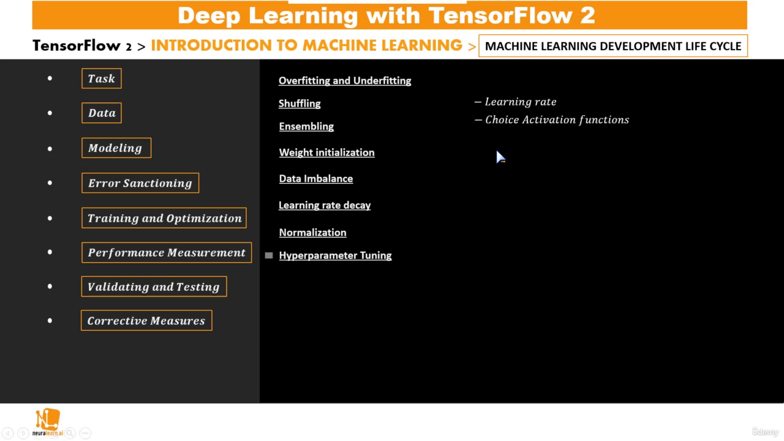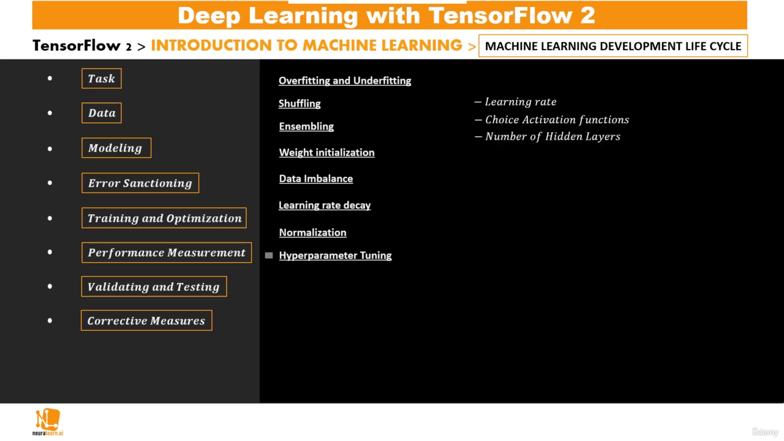Then the choice of activation functions. There are different activation functions, like for example the sigmoid function, the ReLU function, and the tanh function. So depending on your problem, we have to be able to choose the best activation functions.